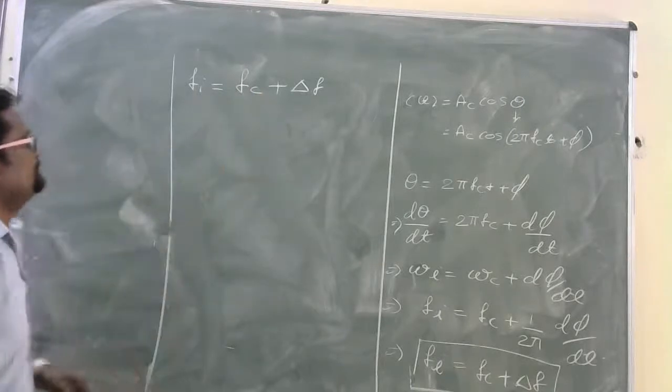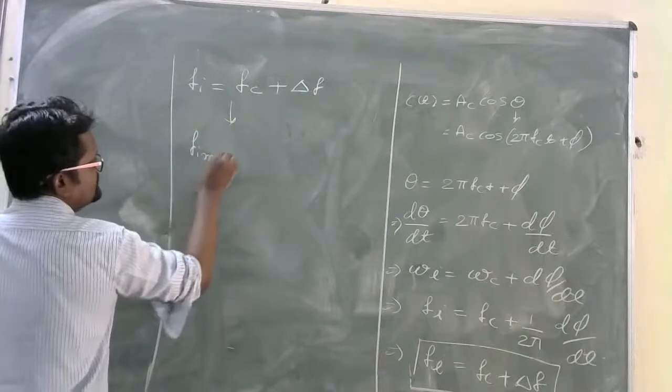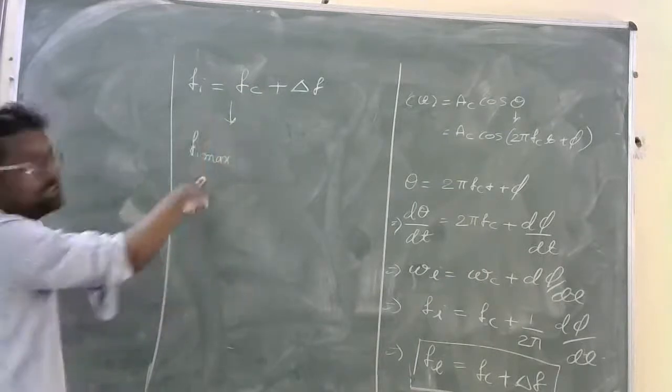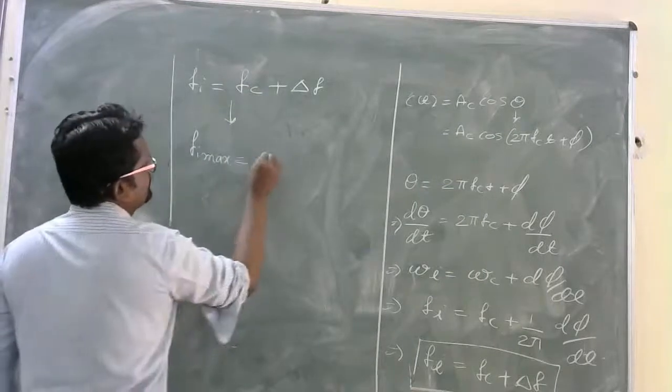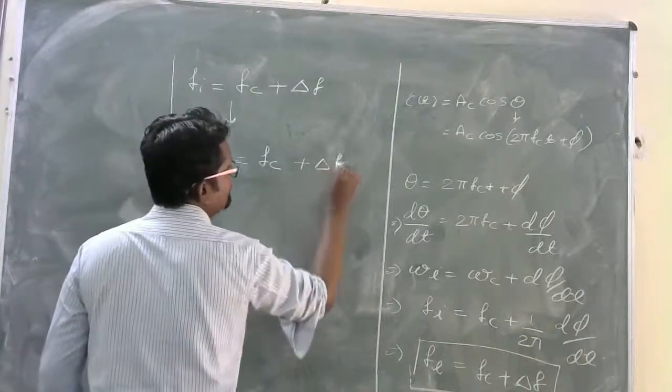Clear that? So it means we will get the maximum instantaneous frequency, which I have written as Fi max. Okay? Maximum instantaneous frequency equals Fc plus del F max.